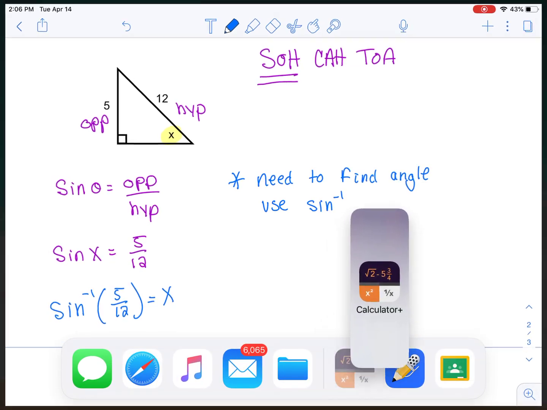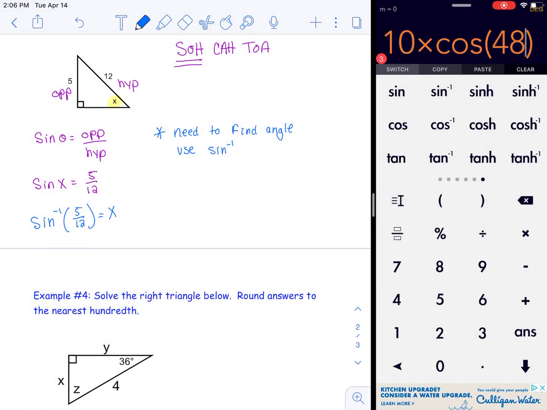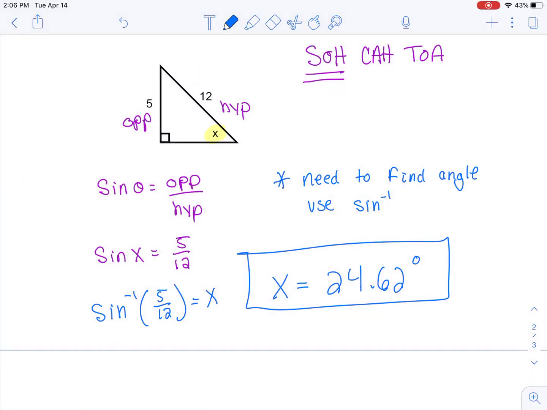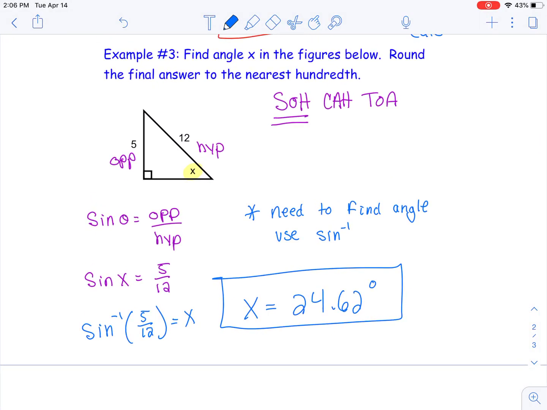So let's see how we'll do that on our calculator. I can clear this out. I'm going to use the sine inverse of 5 divided by 12. Hit equals. And so x is equal to 24.62 degrees. So the angle we were looking for is 24.62. So always remember, when you're trying to find the angle, you want to use the inverse on your calculator. The next video will be the last example, and that's how to solve a full triangle.